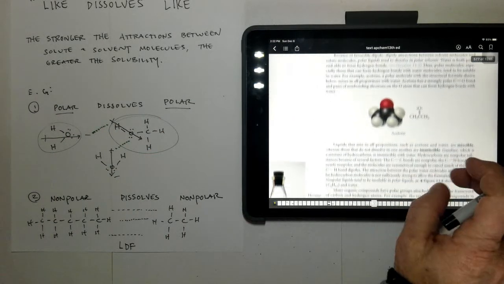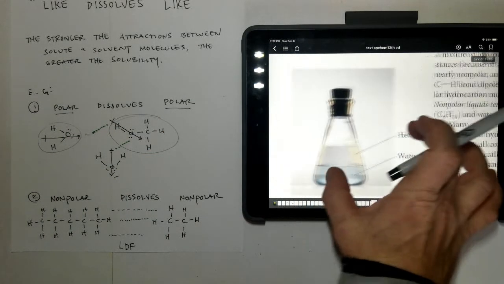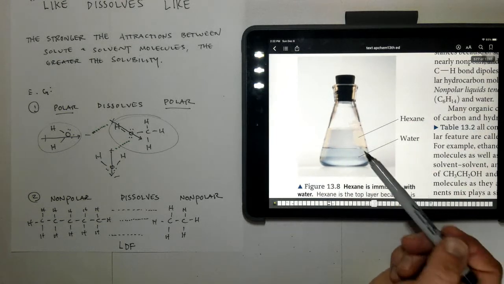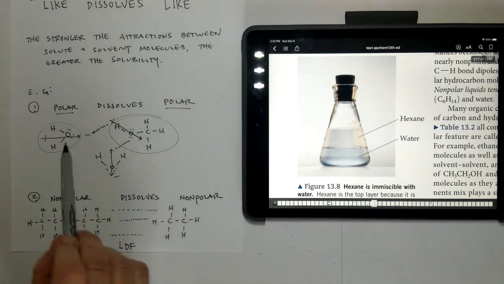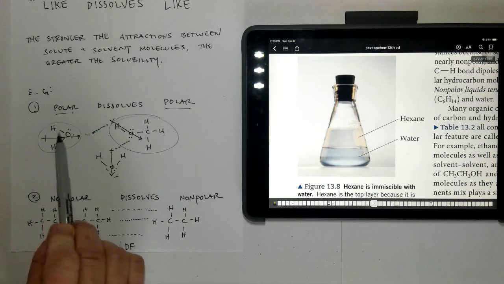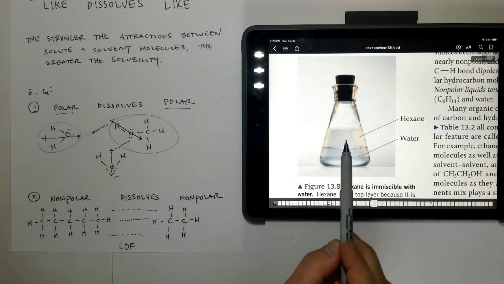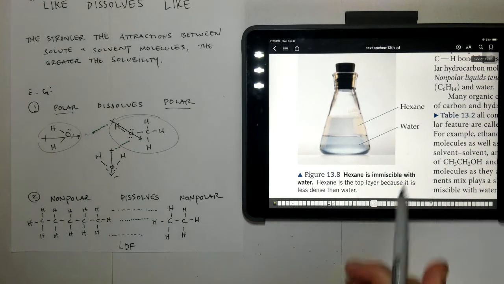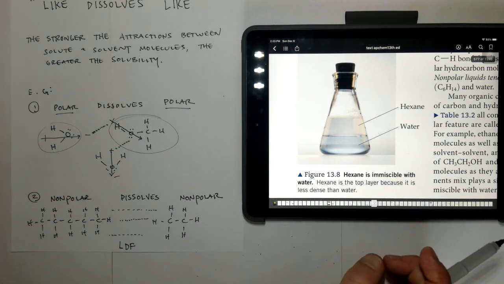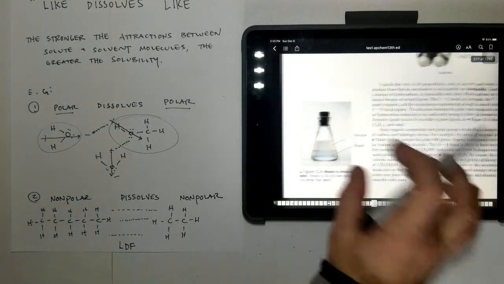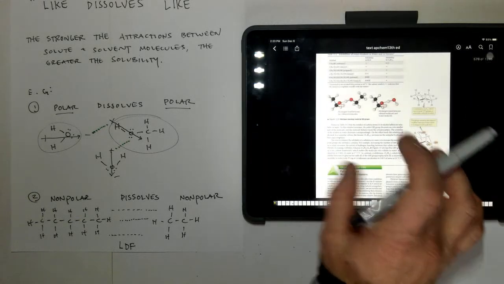And if you look down further, you can see an example in real life right here. Here's hexane, which should have one more carbon than this. And then here's water, and water of course would look like this. Water's polar, and hexane would be nonpolar. And you can see that hexane does not mix with water. The word immiscible means that it does not mix. It's immiscible with one another. So that's one example of two things that don't mix very well together.